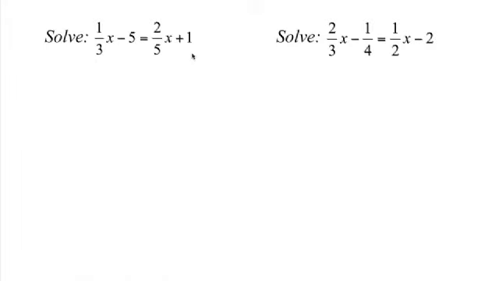The first thing we want to do when we have a problem like this is get rid of all the fractions. We know most of you don't like to work with them. To get rid of them, we call it clearing the fractions. So to clear the fractions in this first problem, I want to find the common multiple of 3 and 5, which in this case is 15. And I'm going to multiply each term in the problem by 15.